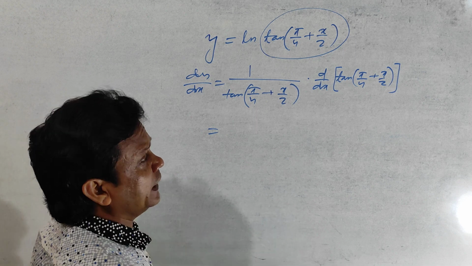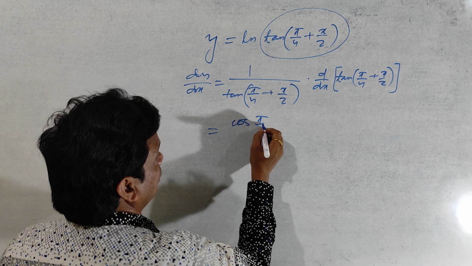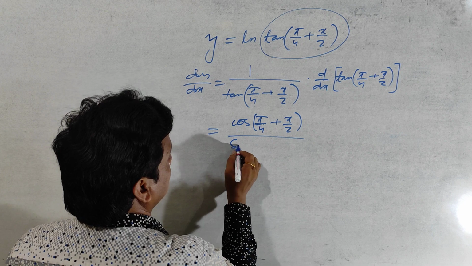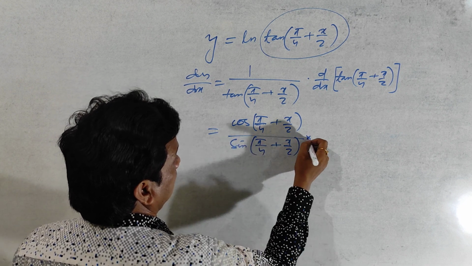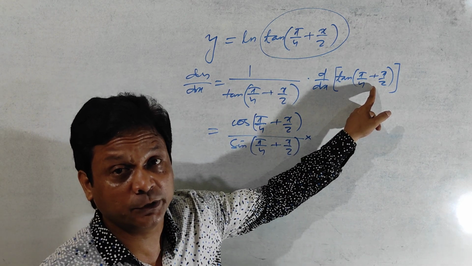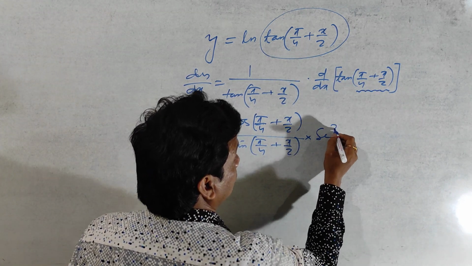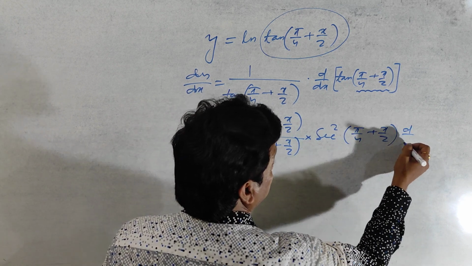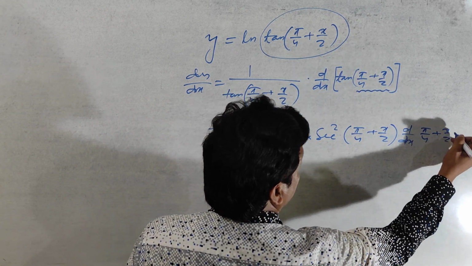So you can convert it to sine and cos. Tan means sine by cos, so cos goes to the numerator: cos of pi by 4 plus x by 2 divided by sine of pi by 4 plus x by 2, into the derivative of tan u. The derivative of tan u is sec square u into du by dx. Tan u gives sec square of pi by 4 plus x by 2 into the derivative of u. U is this one, pi by 4 plus x by 2.